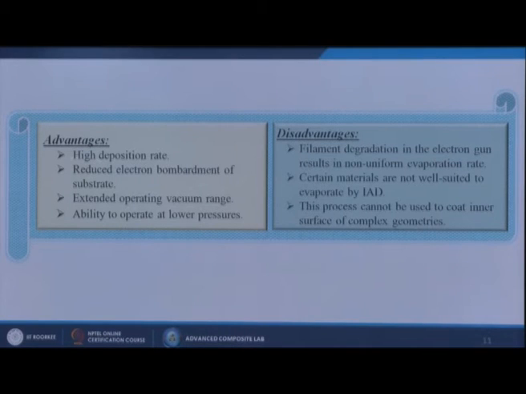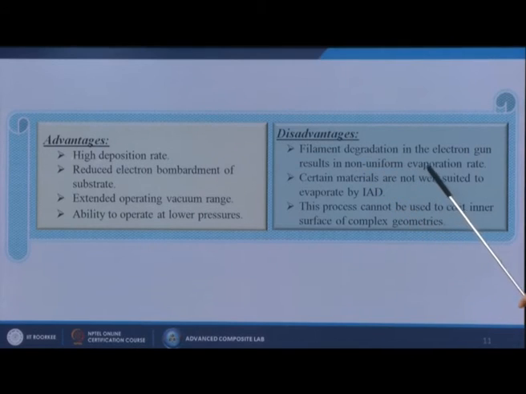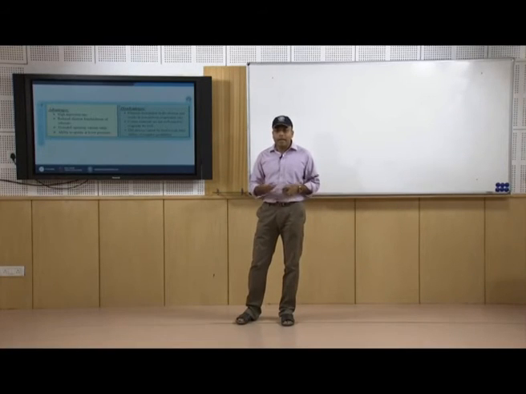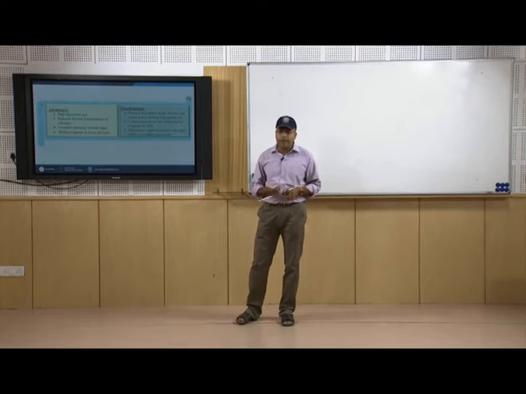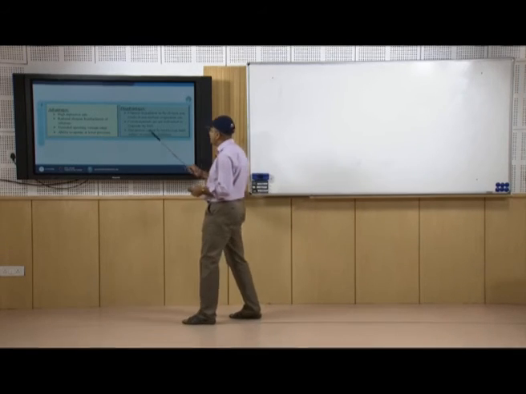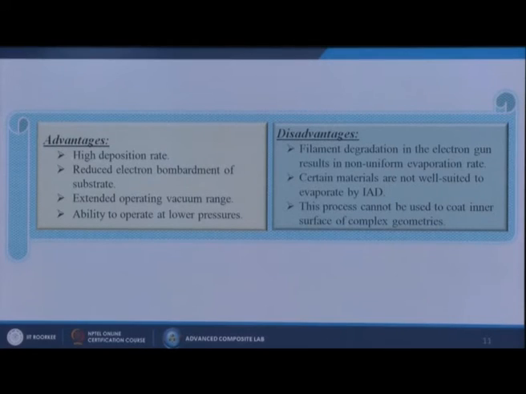And what are the disadvantages? Filament degradation in the electron gun results in non-uniform evaporation rates, because as time goes on, the filament is continuously glowing. So after a certain time, the lifespan of the filament will be reduced, so the filament will not properly give the particular temperature. Or maybe certain materials are not well suited to evaporate by the ion assisted deposition, IAD process.